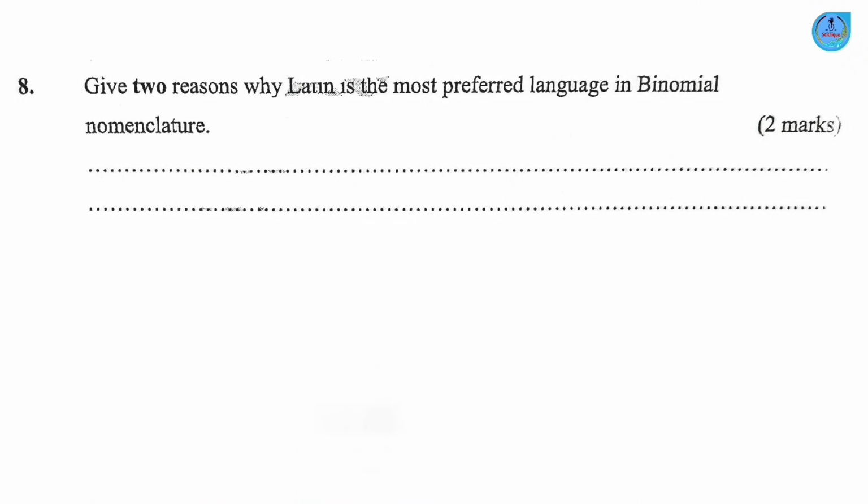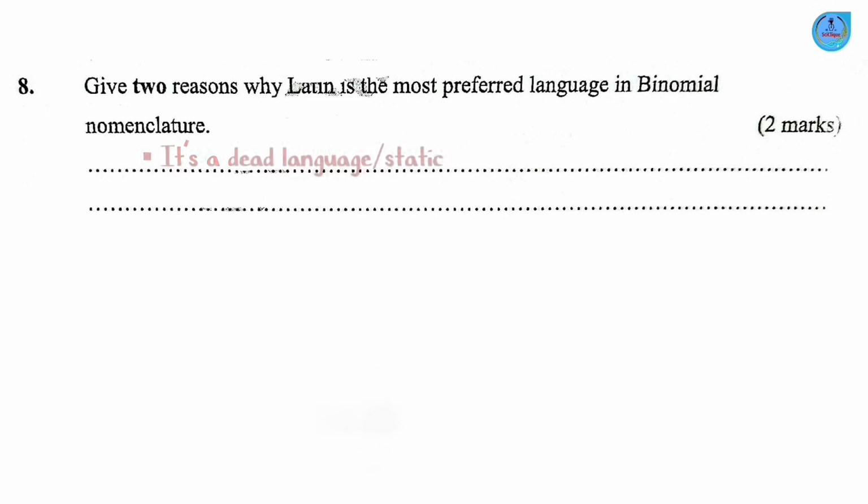Moving on to question number 8. Give 2 reasons why Latin is the most preferred language in binomial nomenclature. Okay. Now you might have noticed that when it comes to the scientific naming of organisms, we use Latin language. Now this is for several reasons.